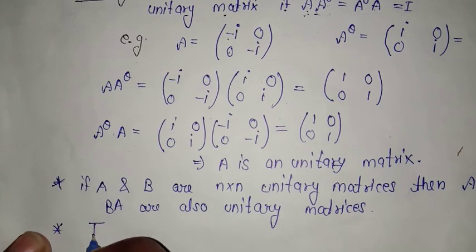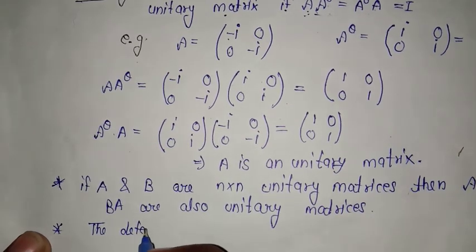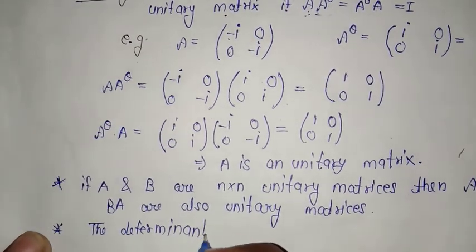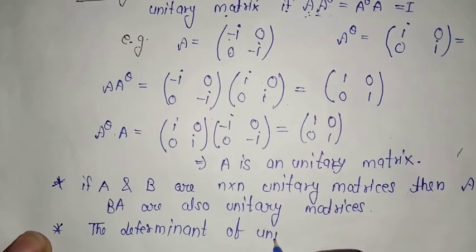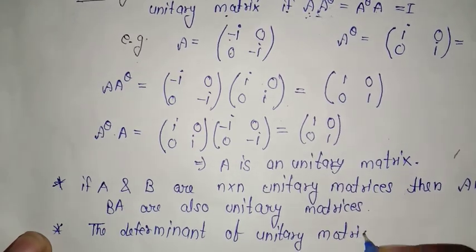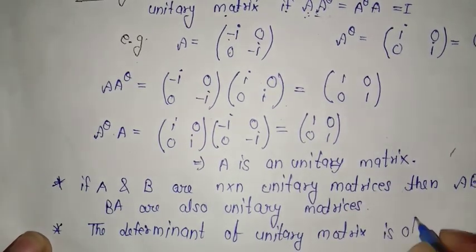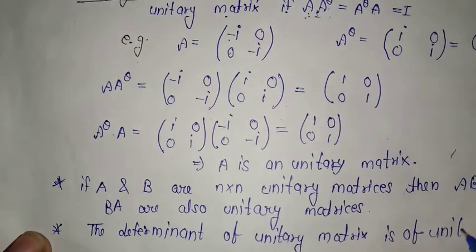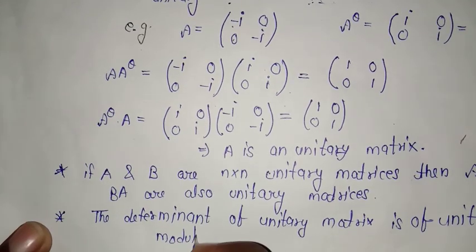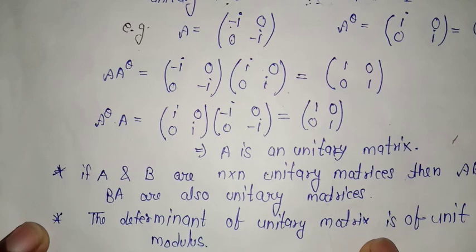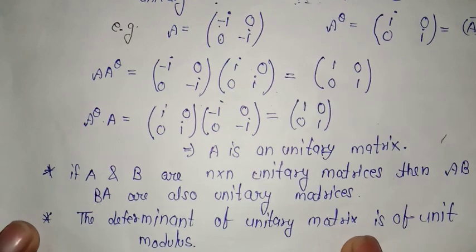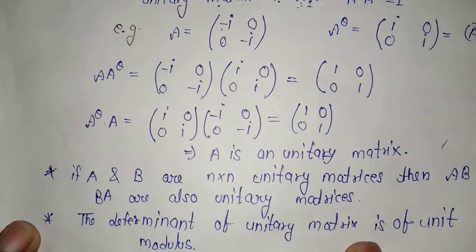So the determinant of a unitary matrix is of unit modulus. And you can show it as we have shown in the definition of orthogonal matrix. So this was the definition and properties of unitary matrix. I hope it is clear to all of you.